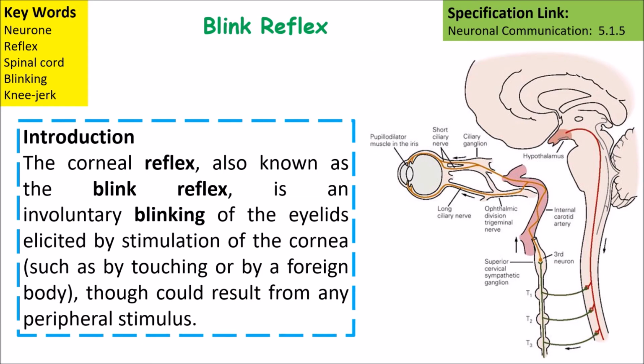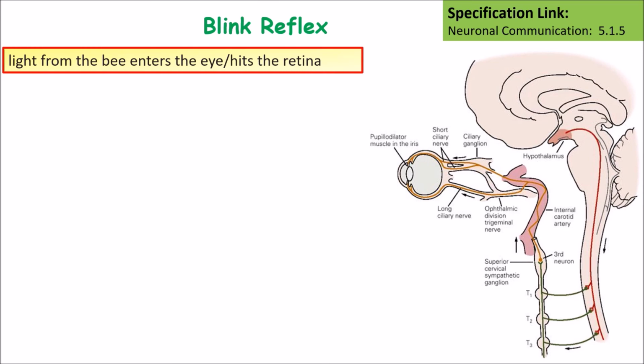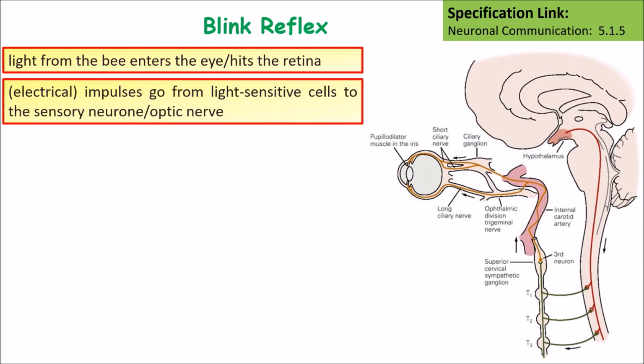The blink reflex is an involuntary movement of the eyelid caused by stimulation of the cornea by either touching it or by bright lights. So the path that it takes is, say we've got a bee going near the eye, light from the bee enters the eye and hits the retina. Electrical impulses, so action potentials, go from the light sensitive cells to the sensory neuron, so the optic nerve.